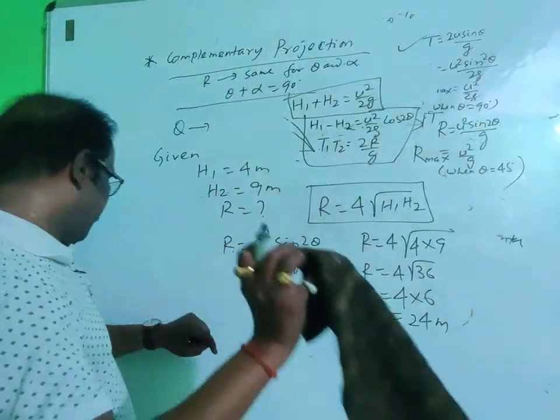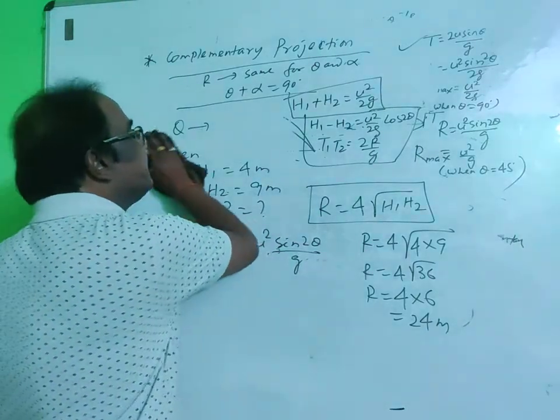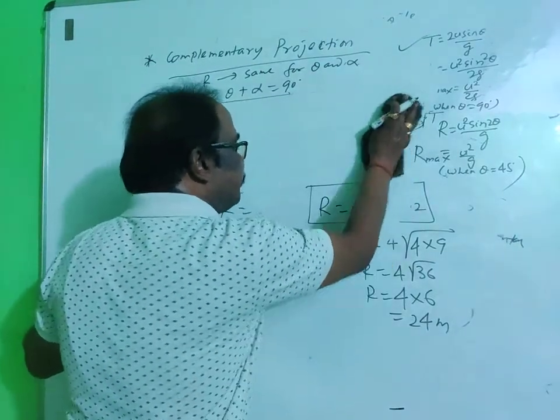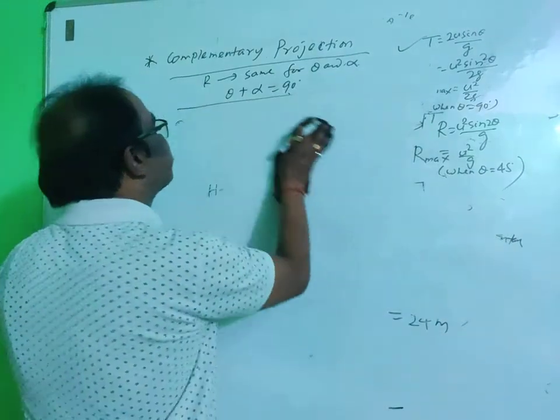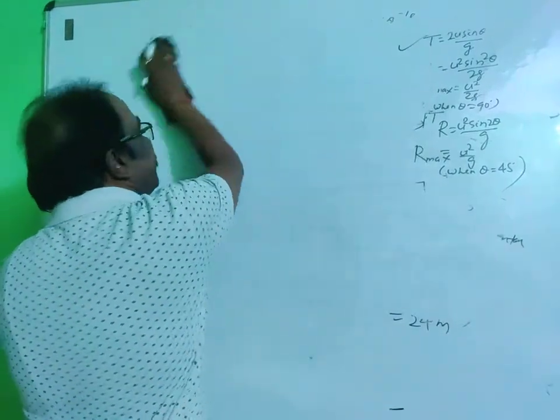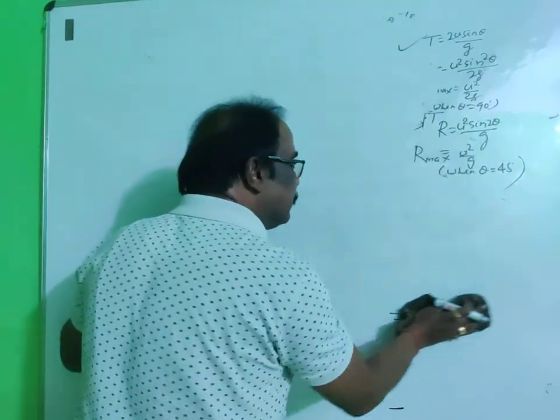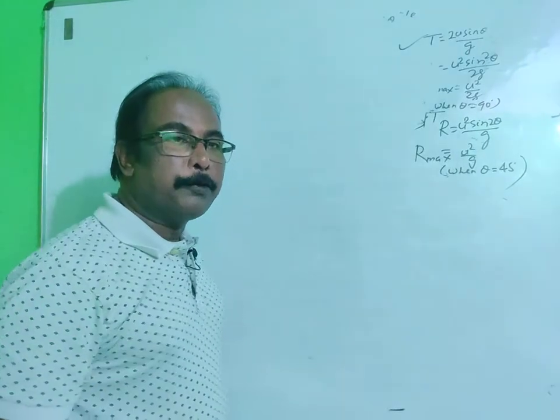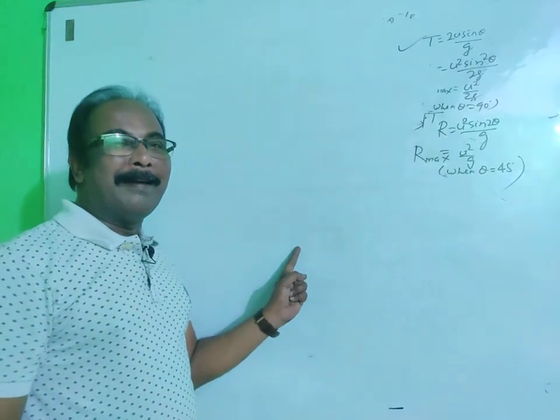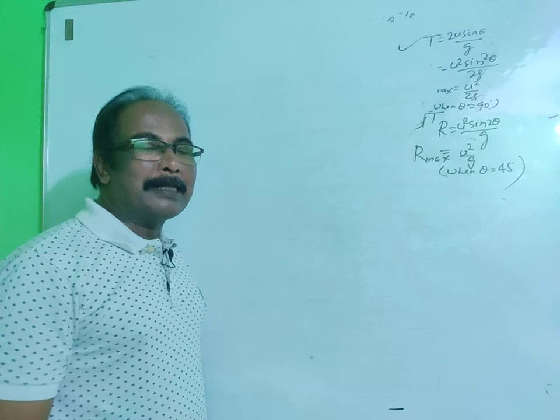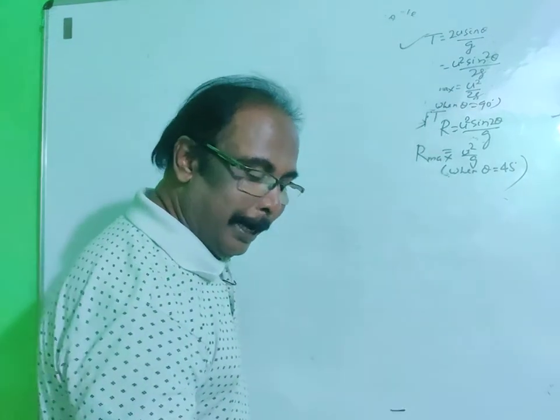Fine. This is about complementary projection. And a final bit for board level discussion. Then some analysis points are also there. For a projectile fired at an angle with the horizontal, I will discuss those numericals in a different lecture.